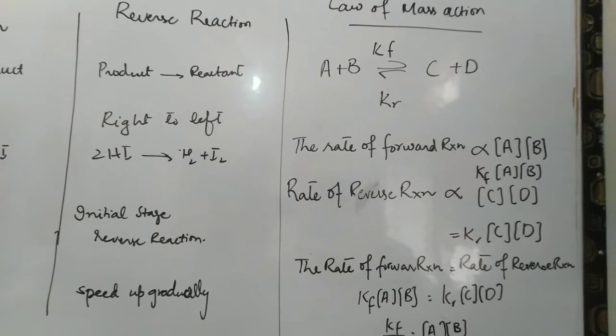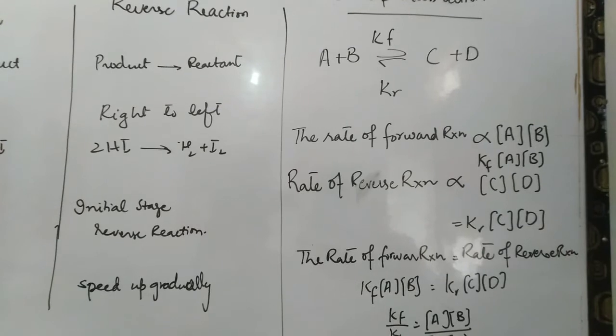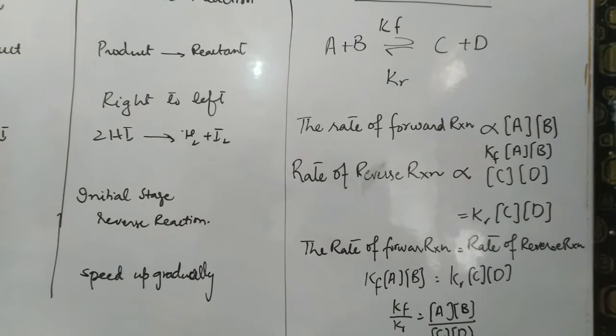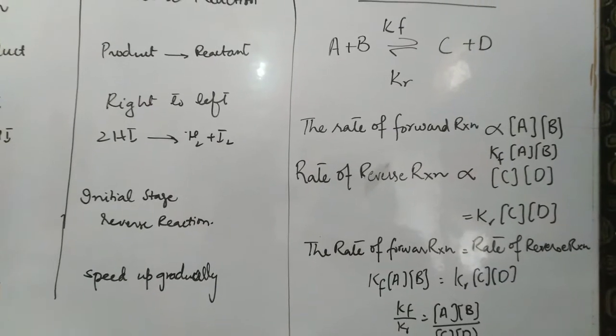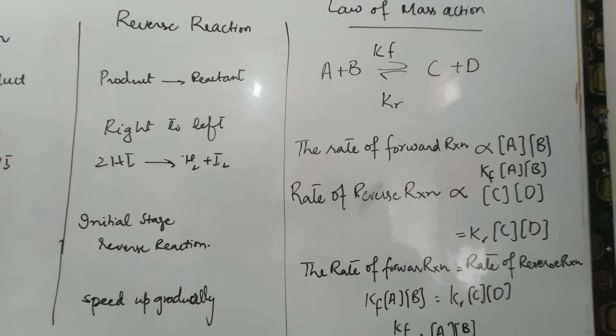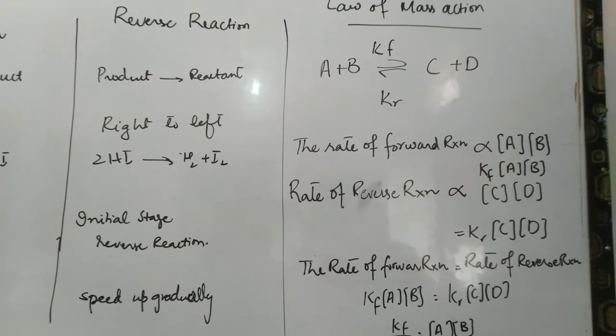Either your reaction is going from the reactants to the products, or it is going from the products to the reactants. Either your reaction is going in the forward state or in the reverse state. In both states, the rate and the amount of the reaction will be the same.